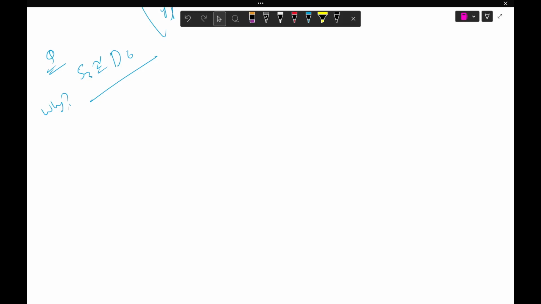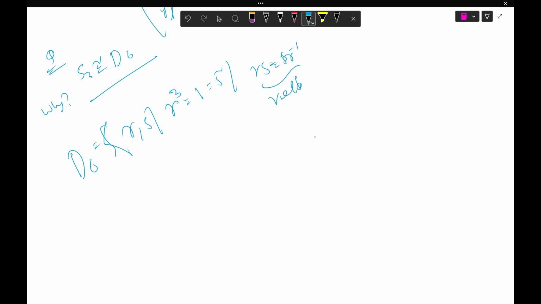Okay, the thing is, do you know the generators of D6? Sorry, sir, I don't know. Okay, so basically D6 is generated by R and S, where R cubed is equal to 1 is equal to S squared, and RS is equal to SR inverse. This is the relation. Now in S3 we almost have the same thing. You need to identify which element we should take as R in S3 and which as S in S3.